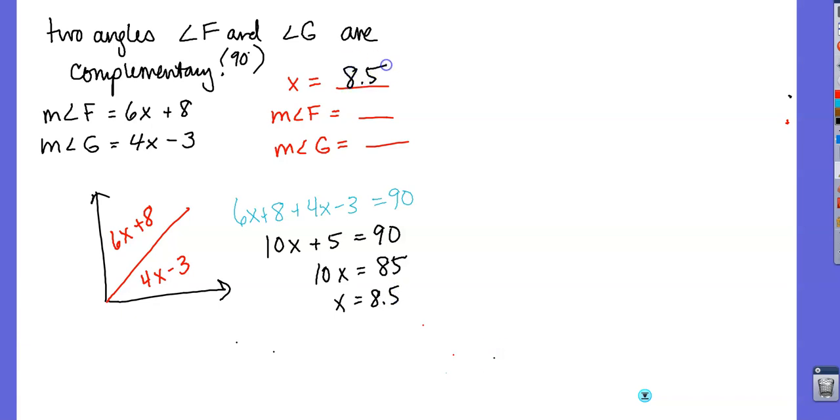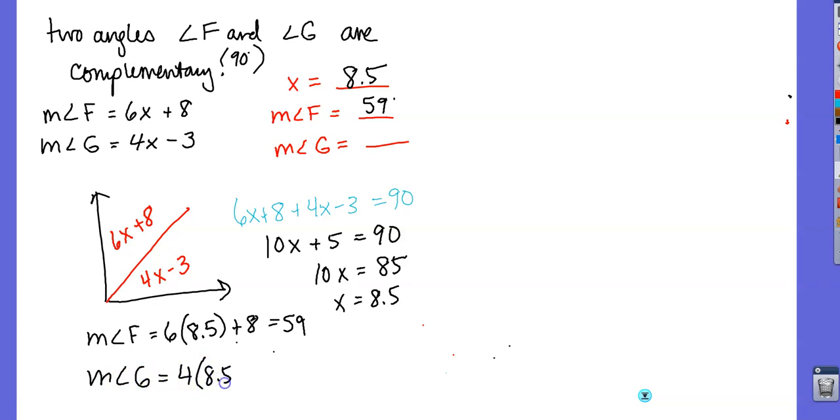Not terrible. Now, if I want to get F and I want to get G, same thing as always. I'm going to take F and replace it with the x value that we found. And again, you're welcome to use a calculator as you're doing this, and you can use one on the quiz. So I get 59. And for G, I'm going to do 4 times 8.5 minus 3. And I got 30. And you can check to see if you're right, because these two angles should still add up to 90. And they do.